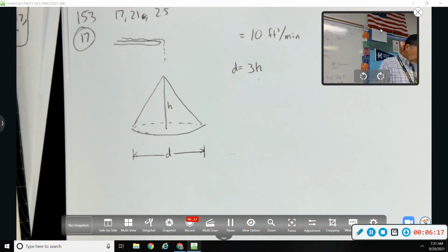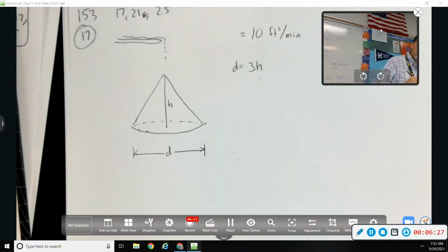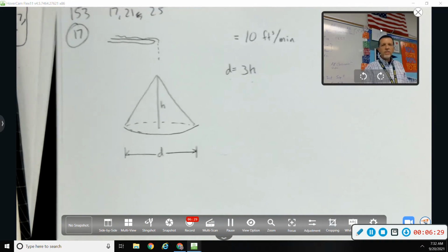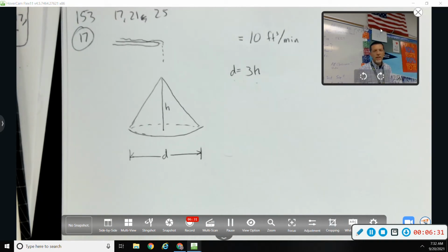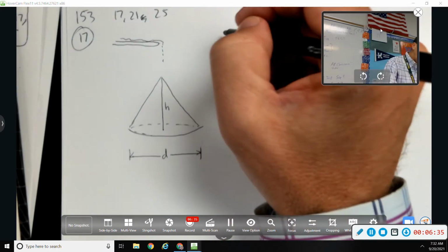At what rate is the height of the pile changing when the pile is 15 feet high? Hint, they give you the formula for volume. All right, let's back up and start translating here. So what is 10 feet cubed per minute? What is that in terms of variables? dV/dt.